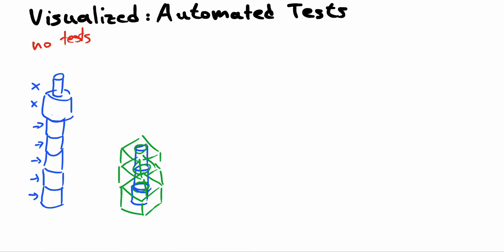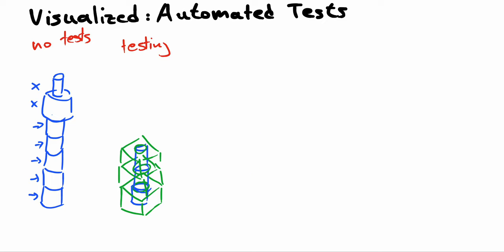So for every cylinder you put up, you essentially create a form that checks whether the cylinder is really the cylinder, right? And this is how you can imagine testing, or automated testing in this case. You check the surroundings, maybe even the inner parts, to see if it meets your specification.